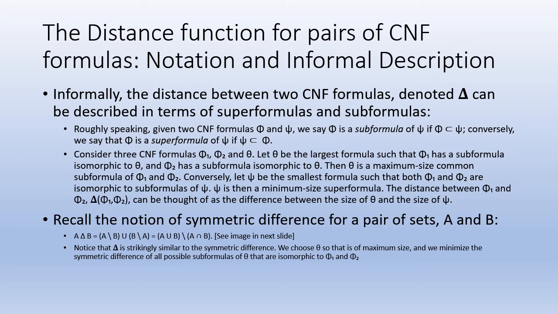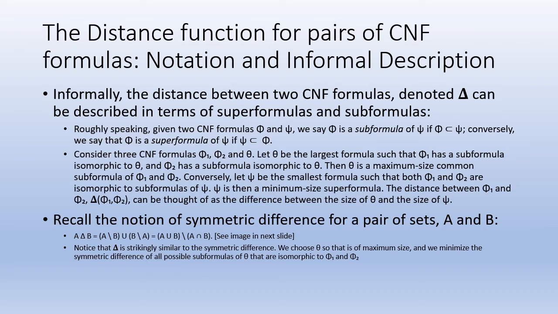Consider now three CNF formulas, phi1, phi2, and theta. Let theta be the largest formula such that both phi1 and phi2 have subformulas isomorphic to theta. Then theta is a maximum size common subformula to phi1 and phi2. Conversely, let psi be the smallest formula such that both phi1 and phi2 are isomorphic to subformulas of psi. Psi is then a minimum size superformula. The distance between phi1 and phi2 can be thought of as a difference between the size of theta and the size of psi.